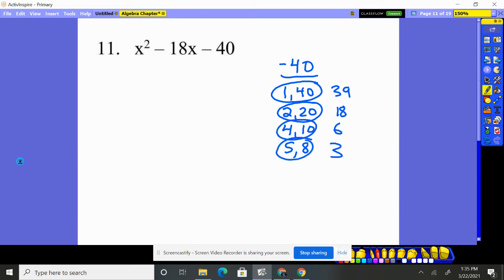We want to create a negative 18. So we're using the 2 and the 20. Since it's a negative 18, you need to lose more than you gain. So we need to put a negative on the 20 and a positive on the 2. So x plus 2, x minus 20 is what that'll break down to.